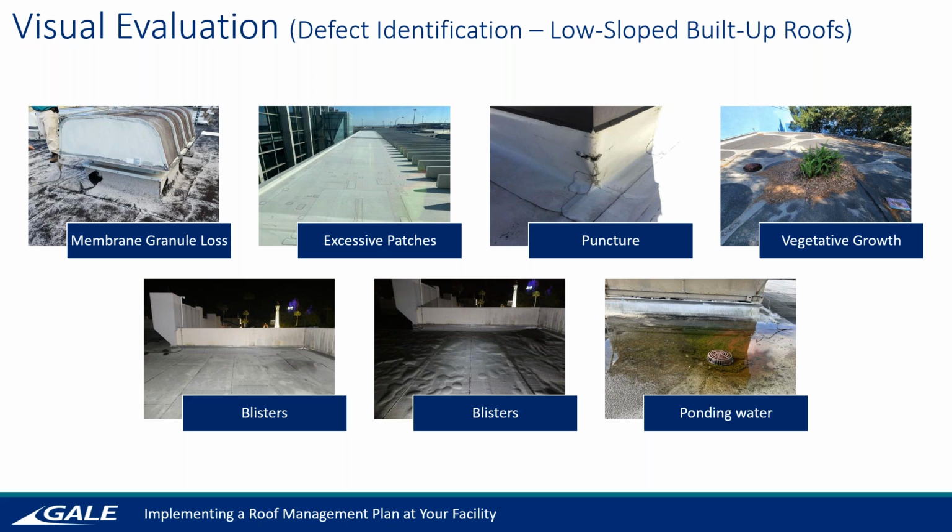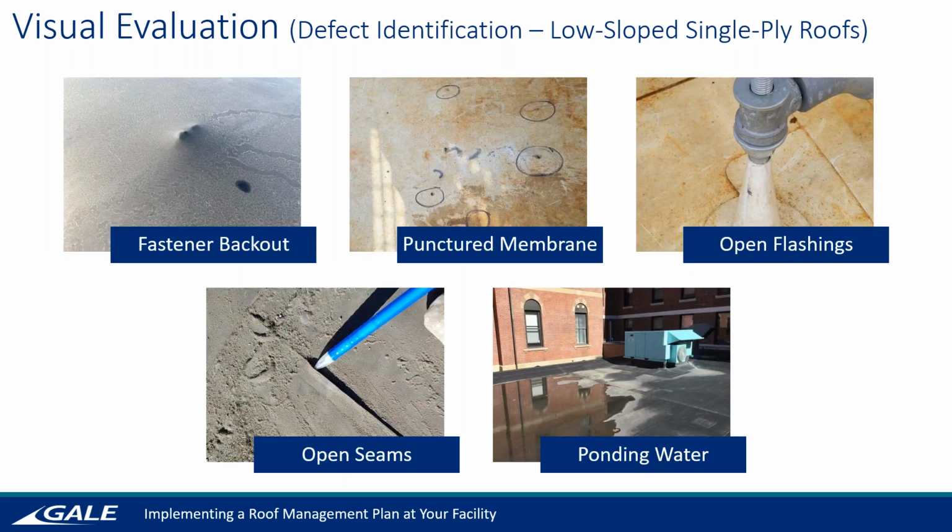Ponding water, you want to make note of those areas as well. Visual evaluation of low slope roofs, you want to look for fasteners backed out, puncturing in the membranes, open flashings that can occur. You can see that there's no sealant at the top of that all thread. Open seams we talked about. A lot of times we just go with our fingers to see if they're open. And again, we're documenting ponding water at these locations just as well.